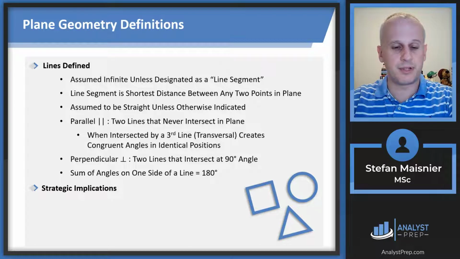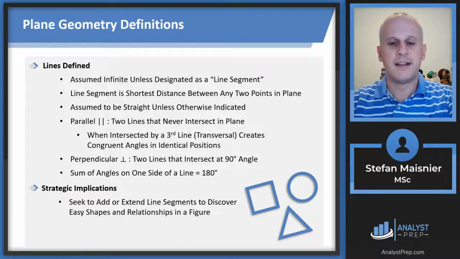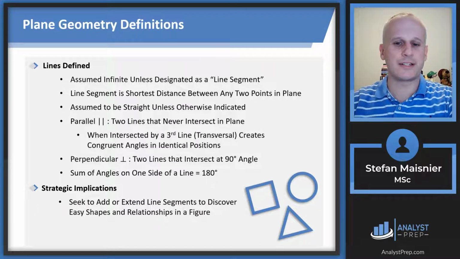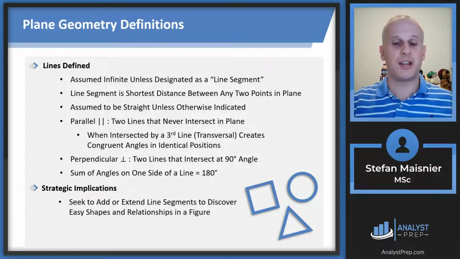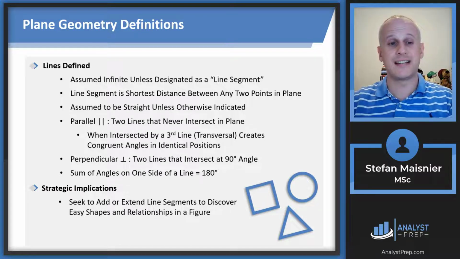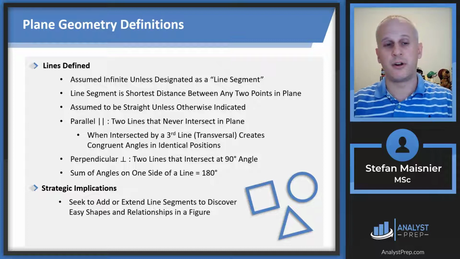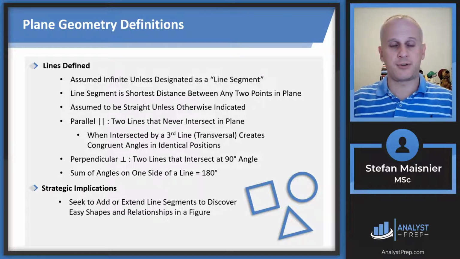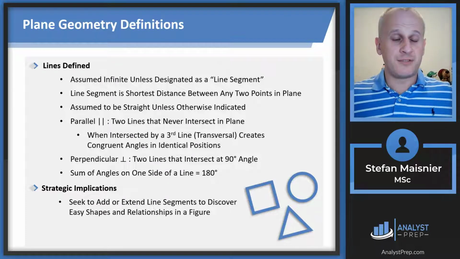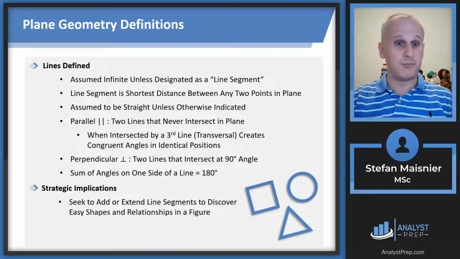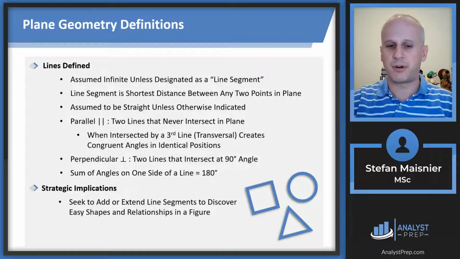And the strategic implications of these rules of lines are first that you want to seek to add or extend line segments to discover easy shapes and relationships in a figure if you decide to draw your own figure for a GMAT geometry problem. And we'll talk about the implications of drawing here in a little bit as well, because you may or may not want to do it based on the structure of the problem.